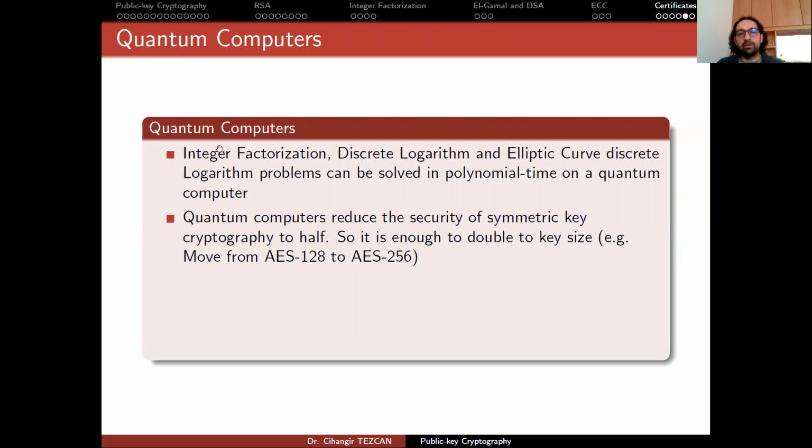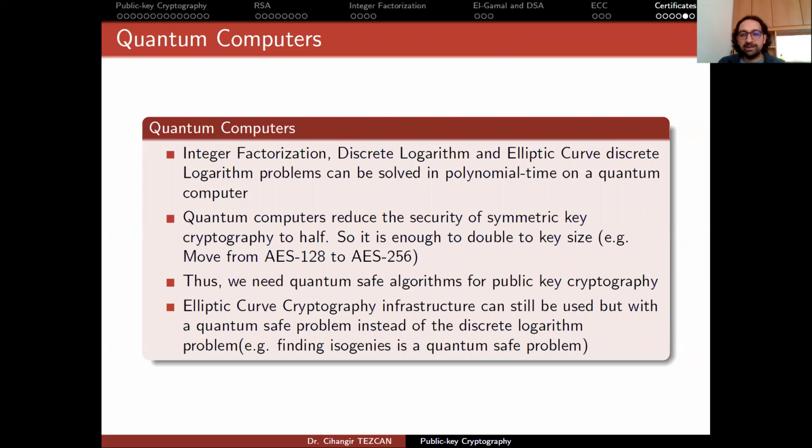For example, moving from AES-128 to AES-256 would be enough to keep symmetric key cryptography secure. But if you lose confidence in these problems, then all of the current algorithms we use, like RSA, ElGamal, Diffie-Hellman key exchange, and elliptic curve cryptography, go to waste, and this would prevent e-banking, e-commerce, and so on. So for this reason, we need quantum-safe algorithms for public key cryptography in case somebody builds such a computer. Currently a competition is going on, called the post-quantum cryptography competition, organized by NIST. Some of the algorithms competing there use elliptic curve cryptography again. So we don't need to throw away all of our knowledge in these areas, but their security depends on different problems, like finding isogenies and so on.